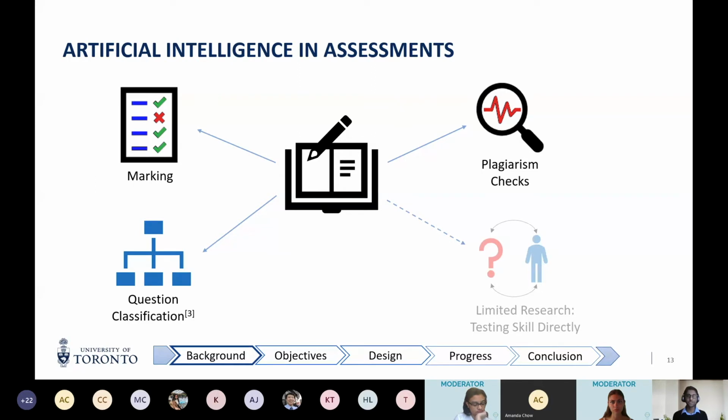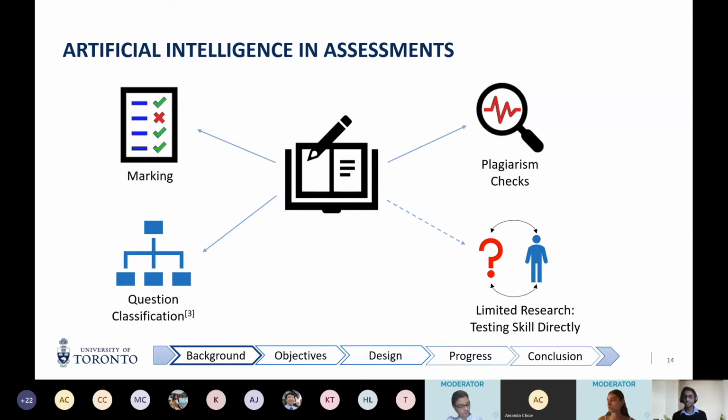A back-end application for AI is using AI to classify questions automatically based on their difficulty. This can be used by professors in order to pick out questions and modify the level of the examinations that they're preparing. Although there are a wide range of applications of AI in assessments, there's limited research being done in testing the skill of the student directly.